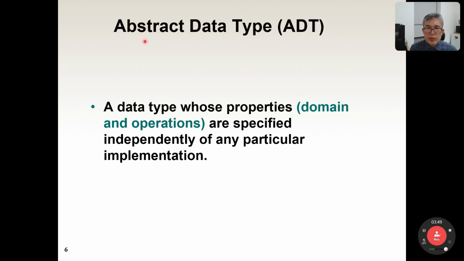So let me define abstract data type. An ADT is a data type whose properties, such as domain and operations, are specified independently of any particular implementation. The domain is the member variables, and the operations are the member functions. In C++, the domain is the member variables and the operations are the member functions.